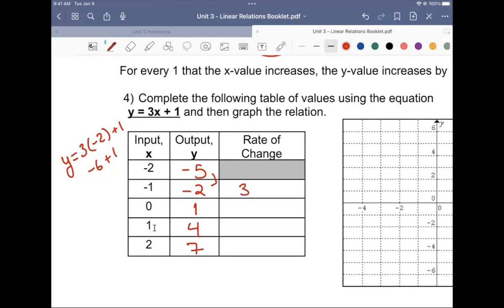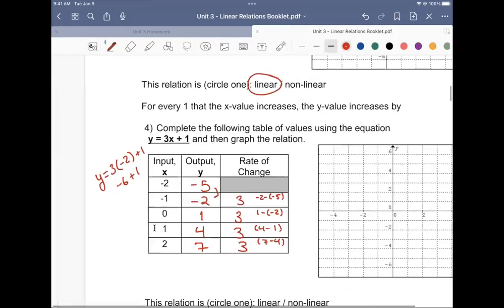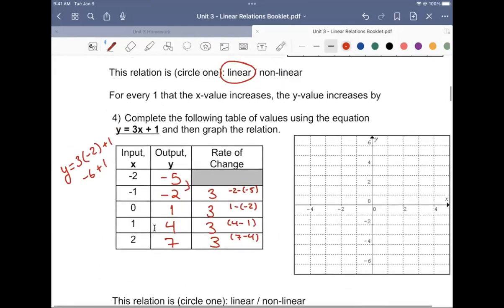I have -2 minus -1, and 1 minus -2 gives me 3. This is -2 minus -5. This is 1 minus -2. This is 4 minus 1. And this is 7 minus 4. That gives me 3. And that also gives me 3. So I know my rate of change here is 3.